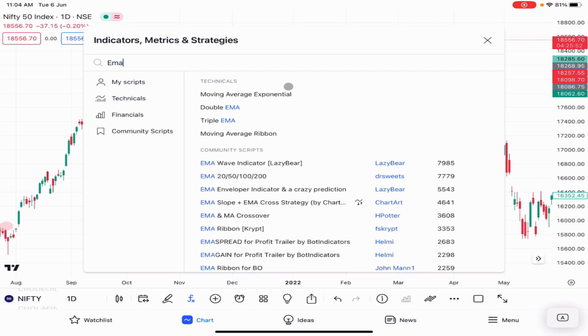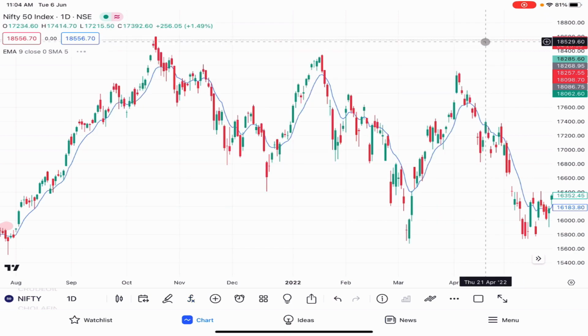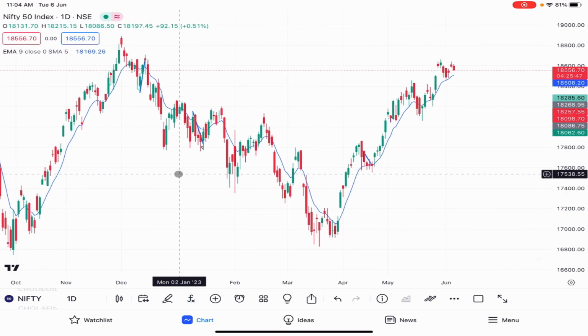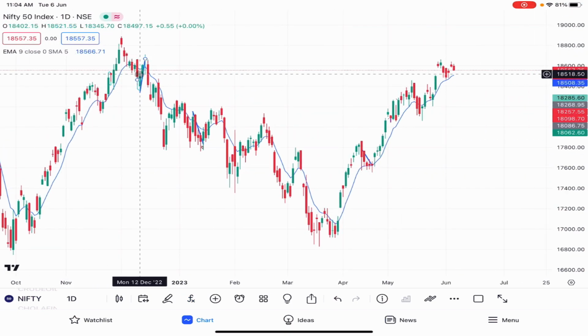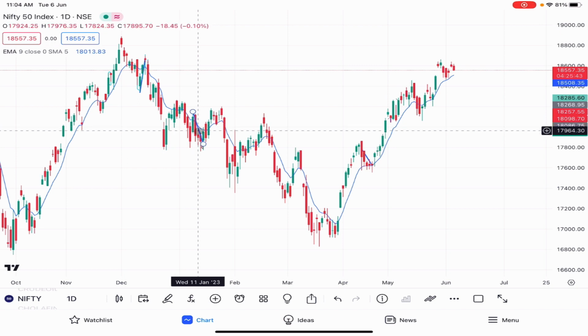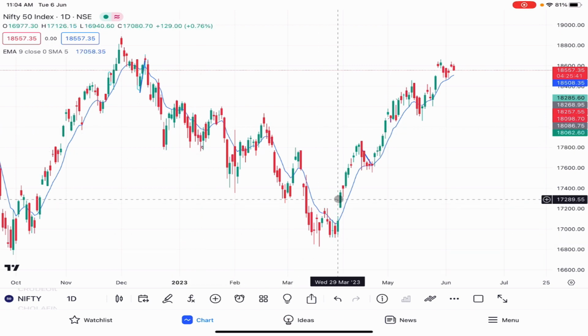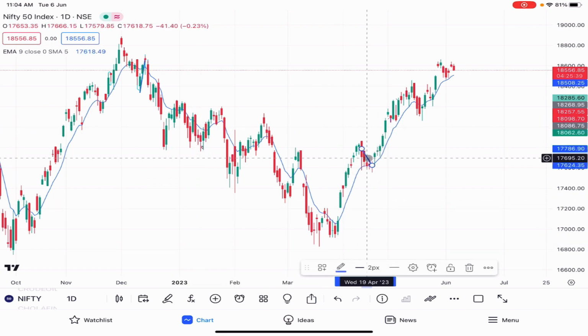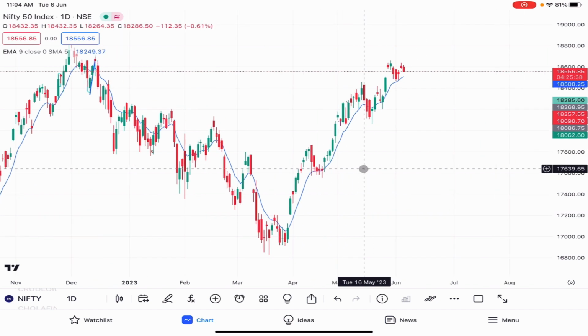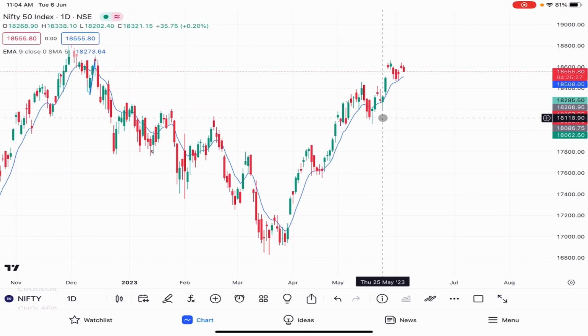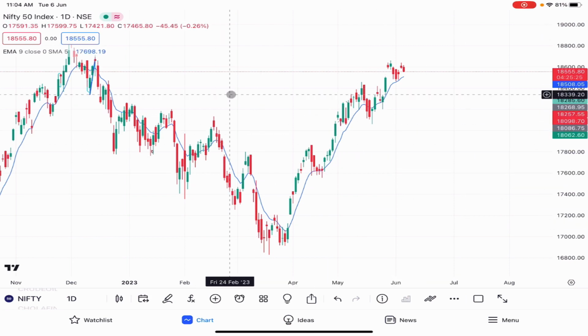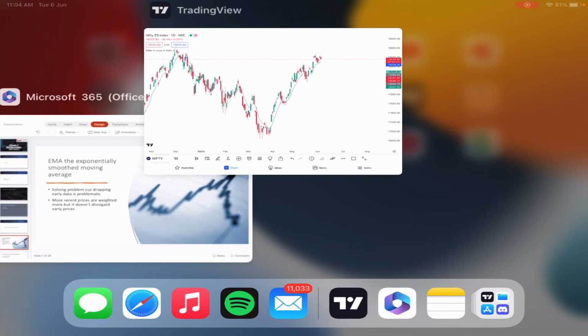EMA, moving average exponential. Look at this. It is not sticking to the price, it is a little bit away. Why? Because in EMA, I know I'm repeating it over and over again, but it might be tested in your exam, it gives more importance to the recent data, but at the same time it doesn't omit or disregard the previous prices.